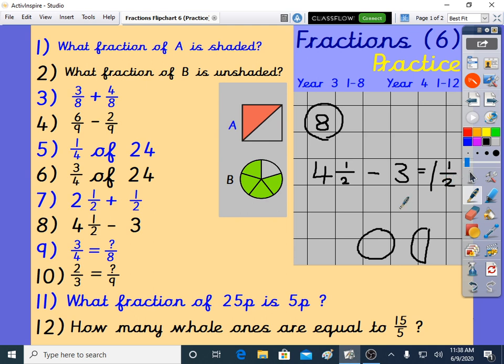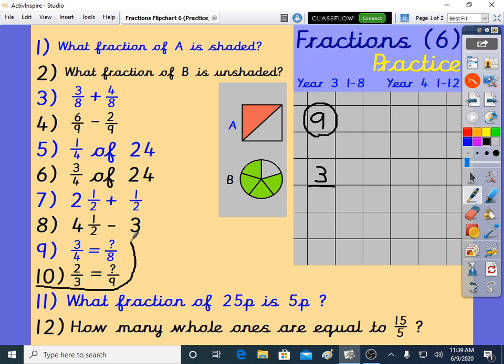4.5 take away 3 equals 1.5. Because 4 take away 3 is 1, and you still had this half, which didn't get taken away, so it's 1.5. Question 8 done. We're on question 9 now, so year 3 might be done. They may continue, but year 3 didn't have to. You don't have to learn these equivalent fraction questions which are coming up until year 4. You can if you want.